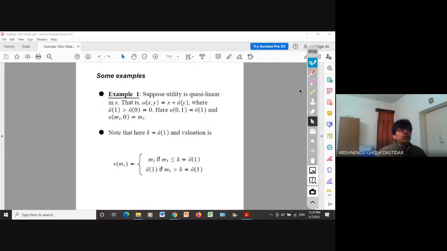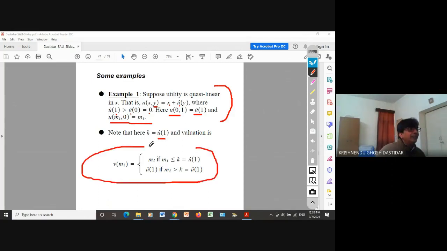So first, take the standard case. Suppose utility is quasi-linear in X. That is, u(x,y) is x plus u hat(y), where u hat 1 is greater than u hat 0, equal to 0. Hence, u(0,1) is u hat 1 and u(Mi,0) is Mi. Note that here the cutoff level of income K would be u hat 1, and the valuation function would be this for this specific utility function.